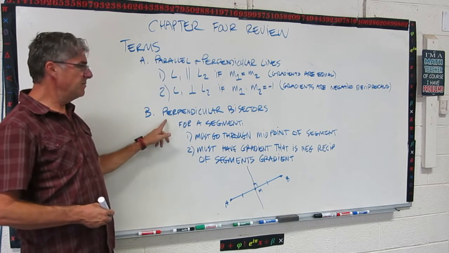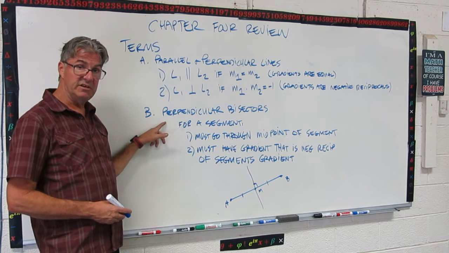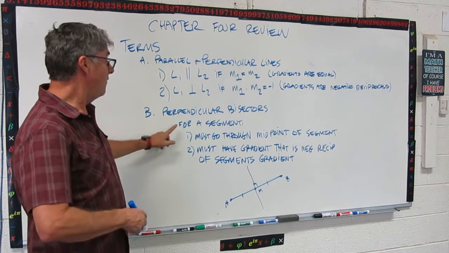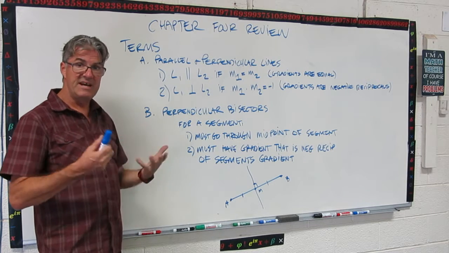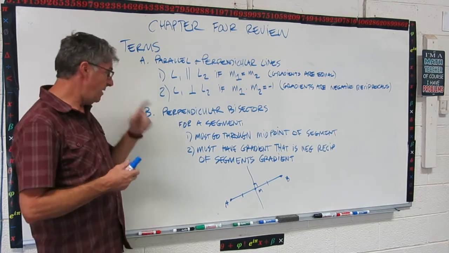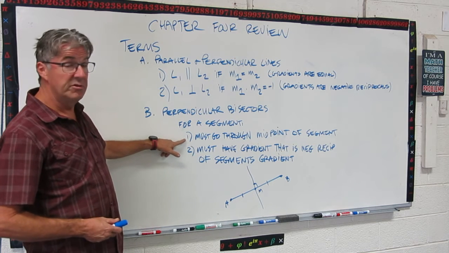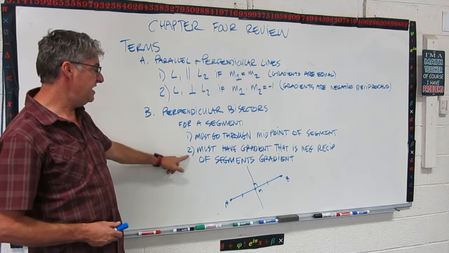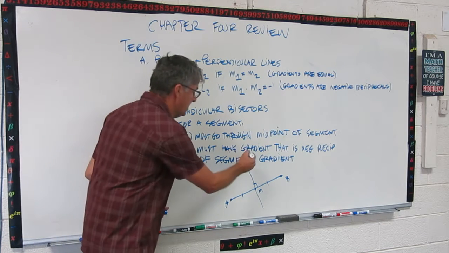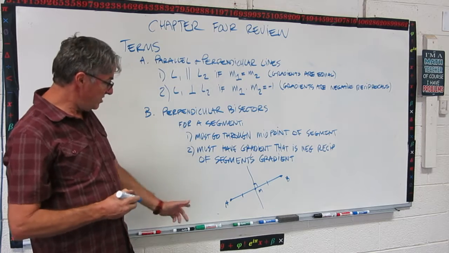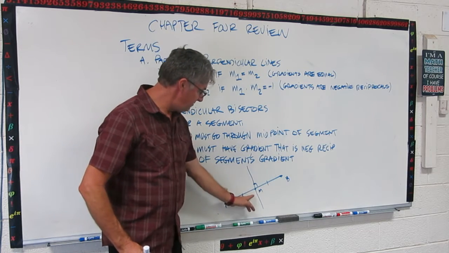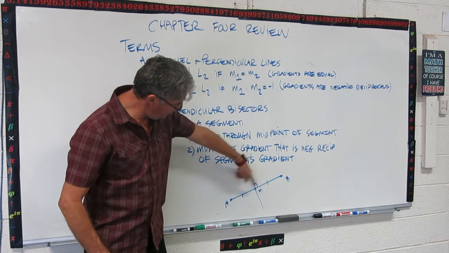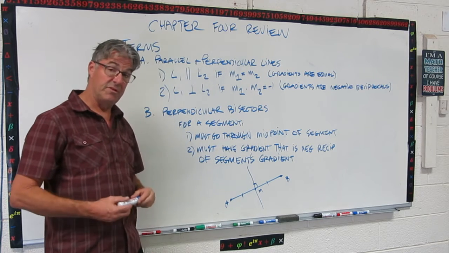Okay. Then we moved on to this concept called perpendicular bisector, which was essential for creating our Voronoi diagrams. So for a segment, we bisect segments, not lines. It must go through the midpoint of the segment, and it must have a gradient that is a negative reciprocal of the segment's gradient. So I drew a diagram of that. Here's segment AB with midpoint M. Here's my perpendicular bisector. It's perpendicular to AB, and it goes through the midpoint.